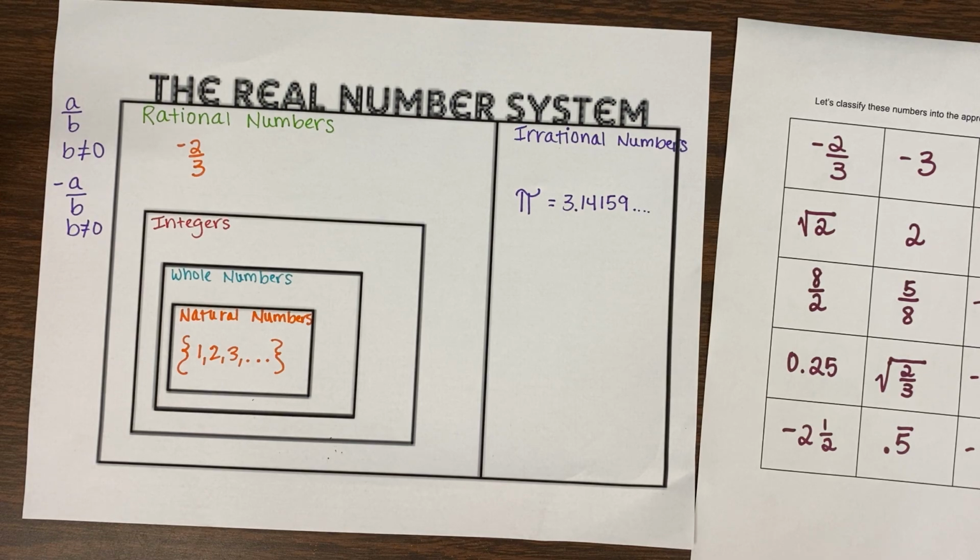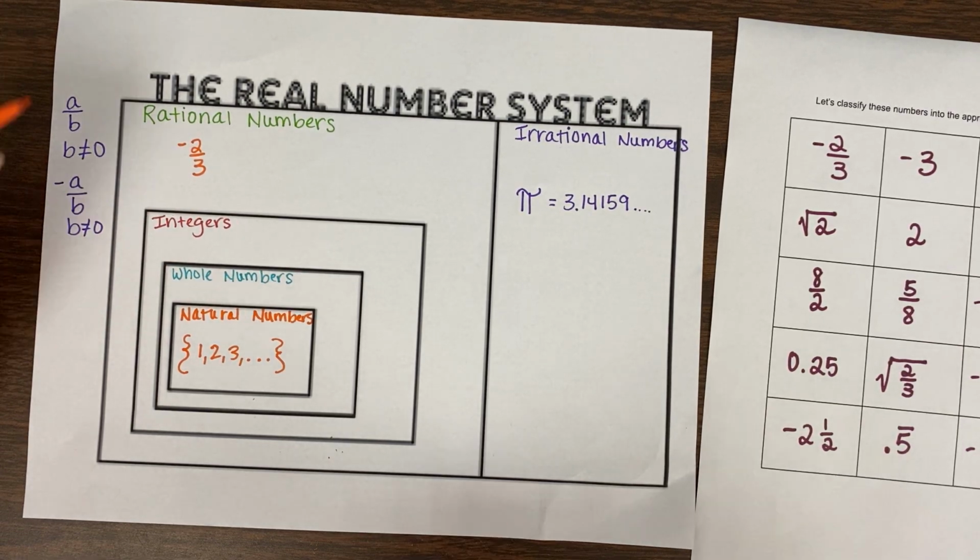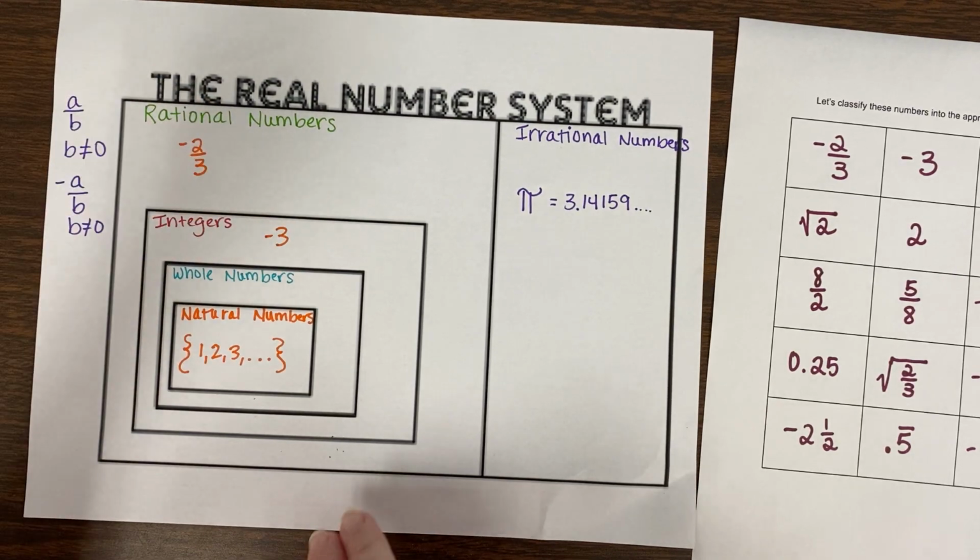Negative 3, where would negative 3 go? Well, it's definitely over here in the rational numbers, but how strict of a category can I put it in? Negative 3 is not a natural number. It's not a whole number because whole numbers do not include the negatives, but it is an integer.